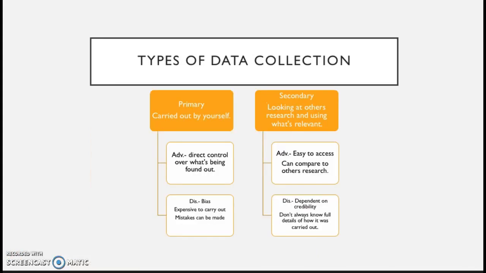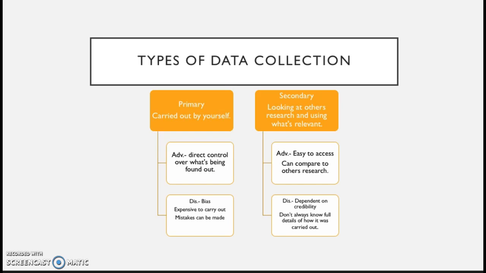So there's also 2 types of data collection. So you've got the primary and the secondary. Primary is data that you are carrying out yourself, so going out into the field and finding out what you want to know. So you can ask your specific questions, you know exactly what's happening, how it's being carried out, what the variables are, and all of this is controlled by yourself.